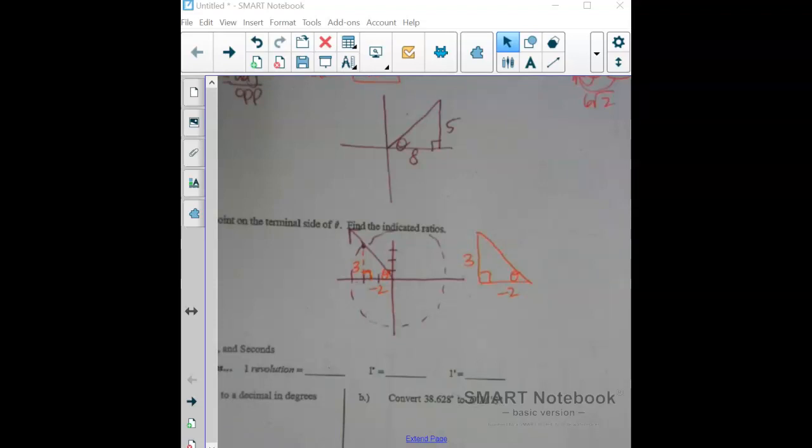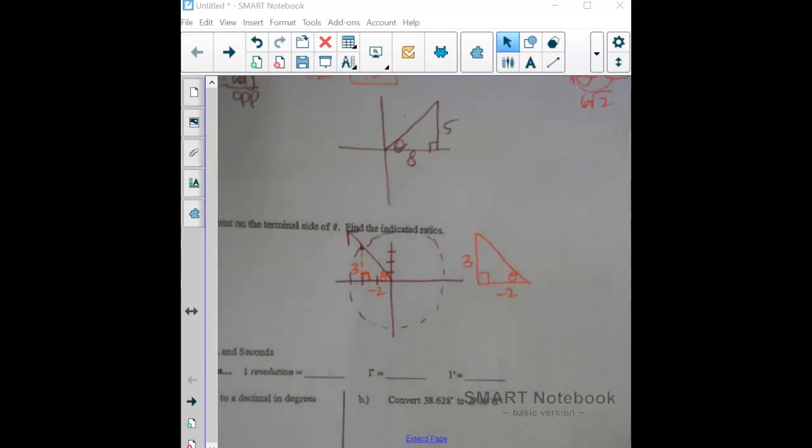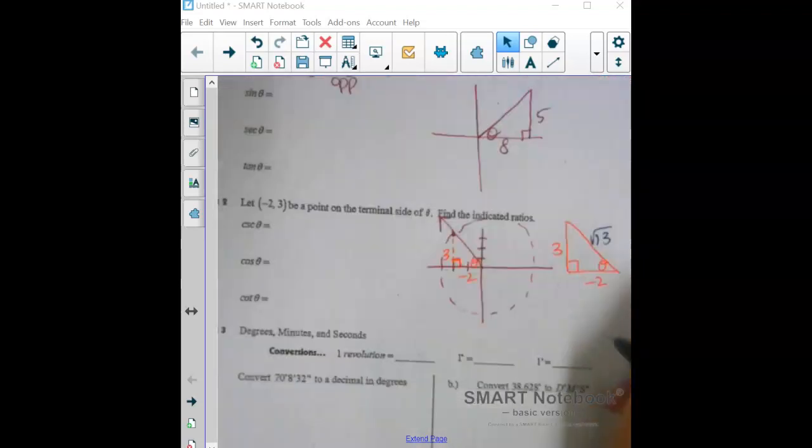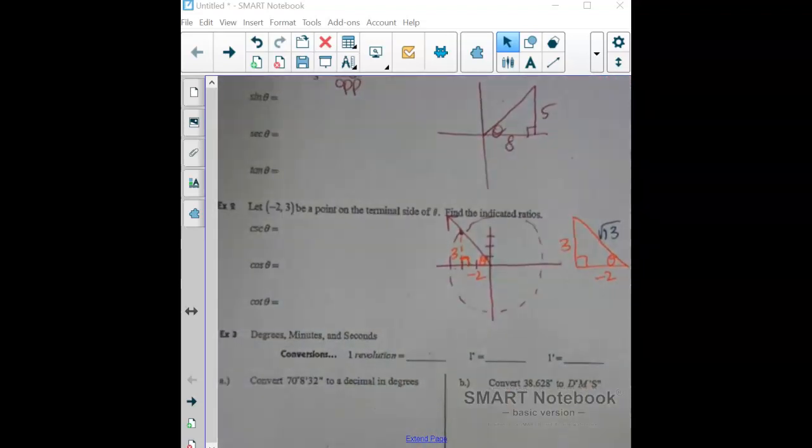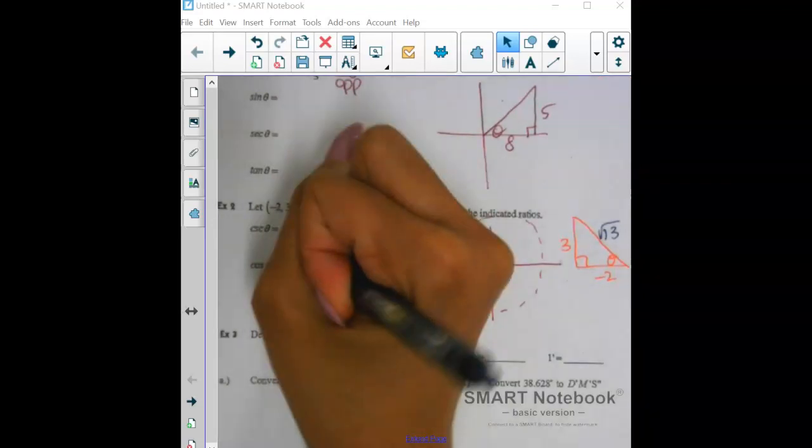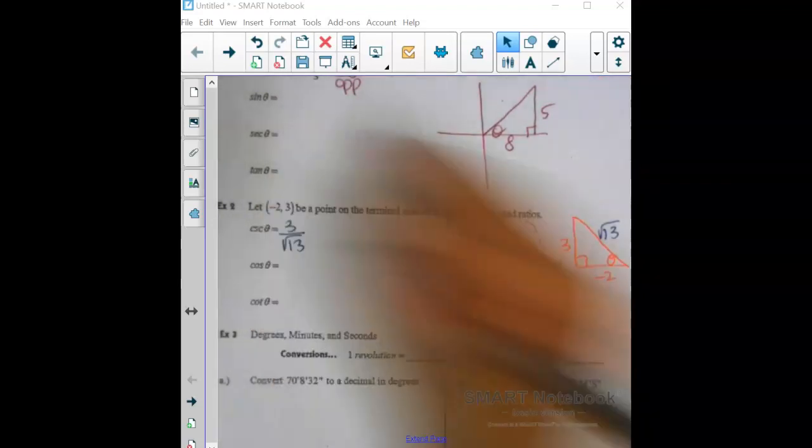Giselle, what's your hypotenuse here? Not theta. Square root of 13? Okay, so give me the cosecant ratio. 3 over the square root of 13, like this.